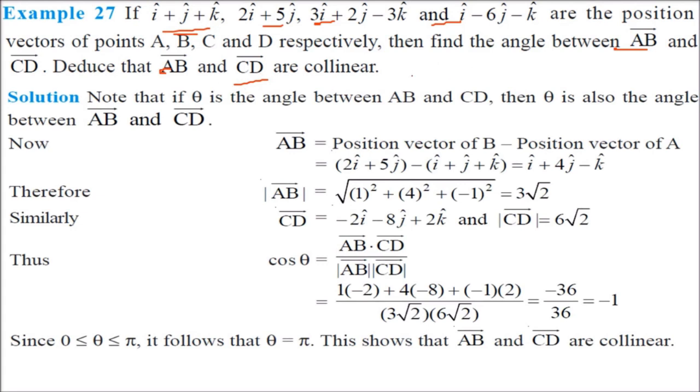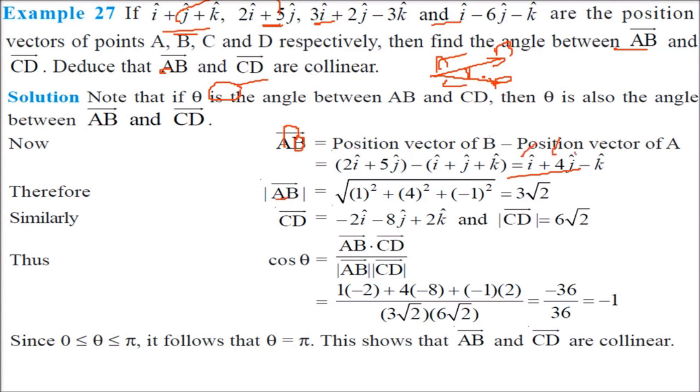Please understand the angle between this vector AB and CD. Then this theta is the angle between the AB vector and the CD vector. So AB, CD are lines, but when we have an arrow on this, we are talking about directions also. So the angle remains the same. So what will the AB vector be? We have to take the position vector of B and subtract the position vector of A. That is 2i plus 5j for B and i plus j plus k for A.